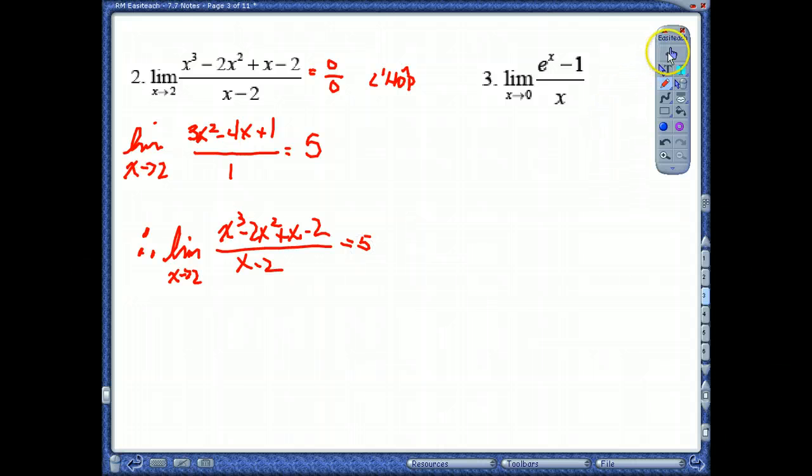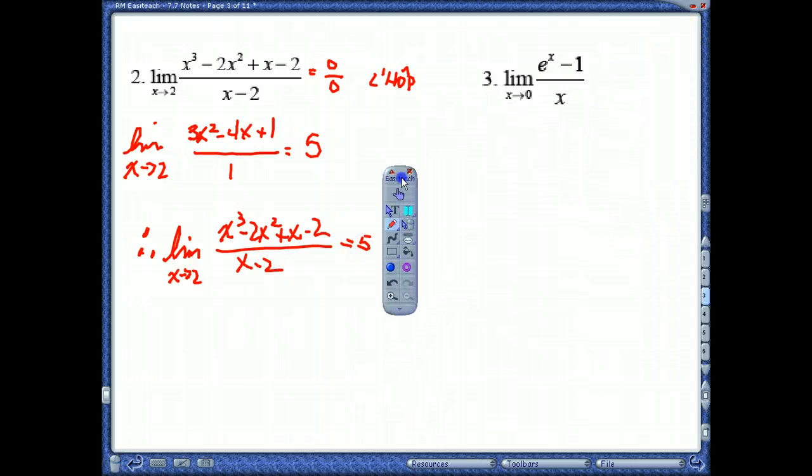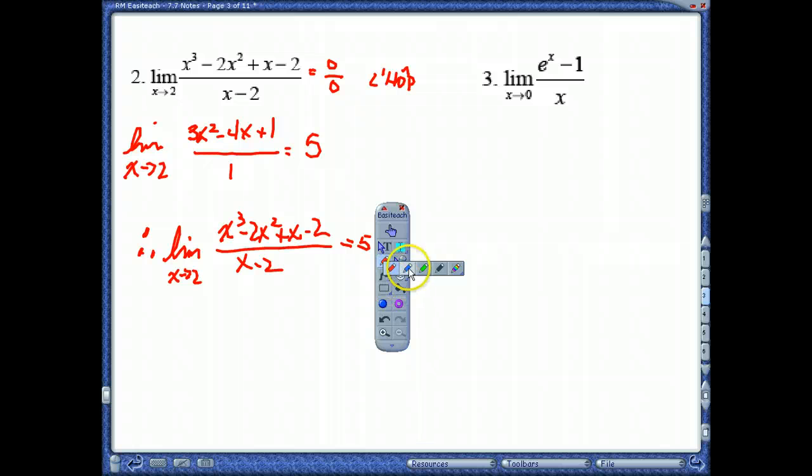Okay, so that's not so bad. Let's do another one. So if I put 0, e to the 0, that's 1. Minus 1, ooh, I get 0. 0 in the bottom. Now I'm ready to do L'Hopital's rule.